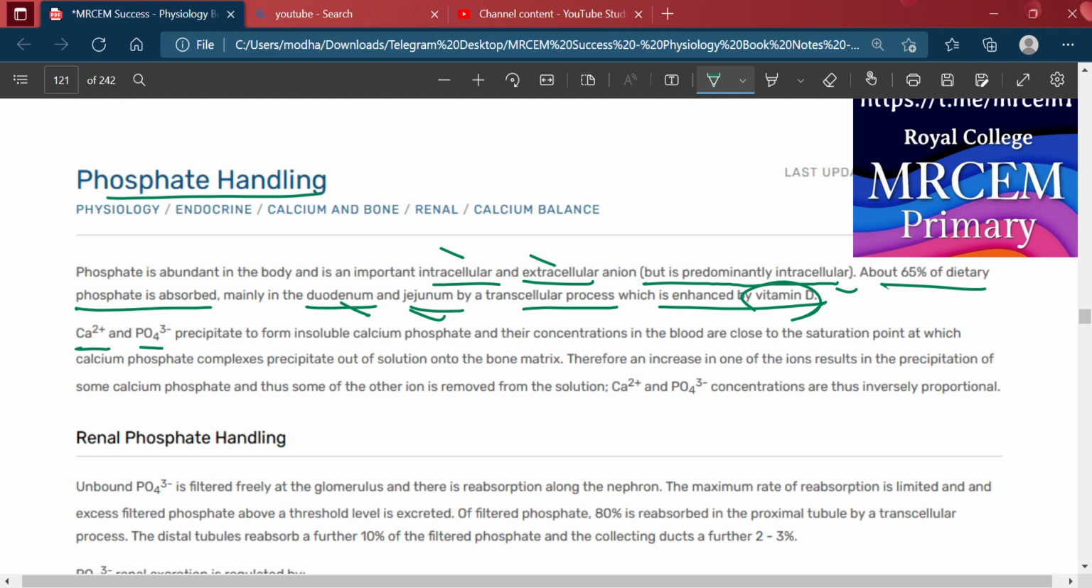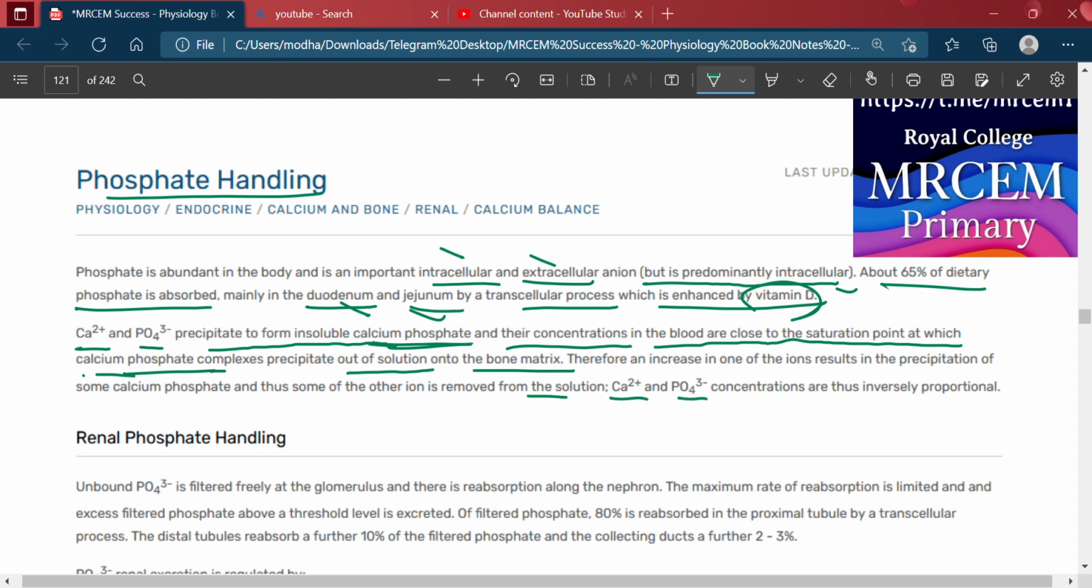Calcium and phosphate precipitate to form the insoluble calcium phosphate, and their concentrations in the blood are close to the saturation point at which calcium phosphate complex precipitates out of solution onto the bone matrix. Therefore, an increase in one of the ions results in the precipitation of some calcium phosphate, and thus some of the other ion is removed from the solution.